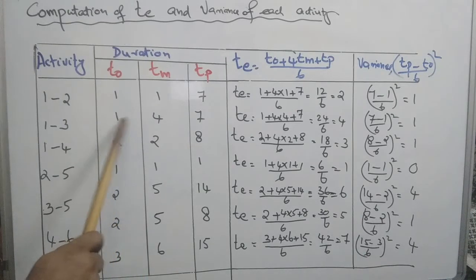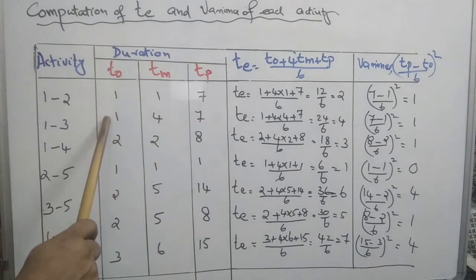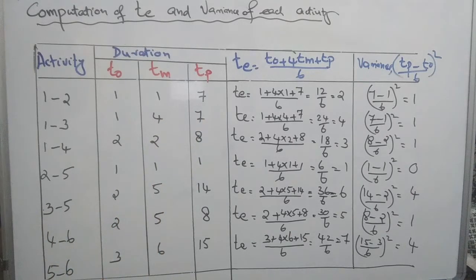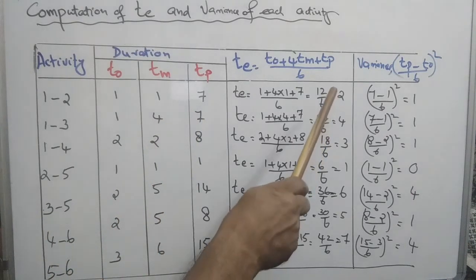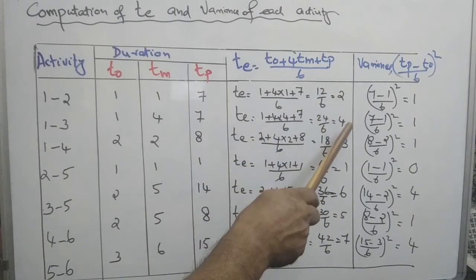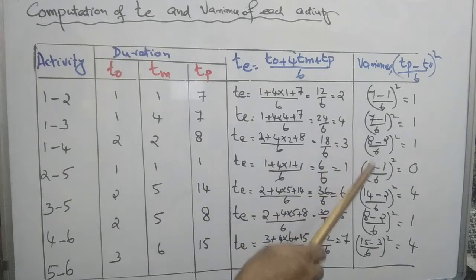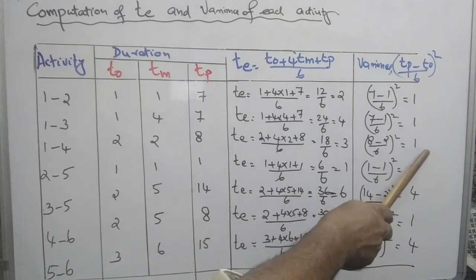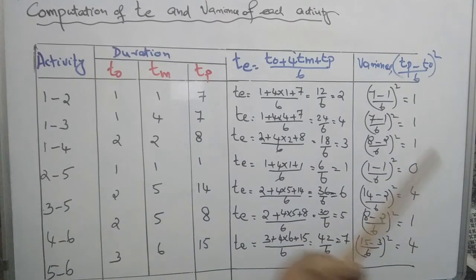For example, the values are 1, 4, 7: 1 is the smallest, more than 1 is 4, more than 4 is 7. Pessimistic is the largest, optimistic is the smallest. The computation is exhibited on the board. The TE values are 2, 4, 3, 1, 6, 5, 7. Variances are 1, 1, 1, 0, 4, 1, 4 for each activity. Using these 2 pieces of information, we calculate the average time of the critical path and the variance of the critical path.